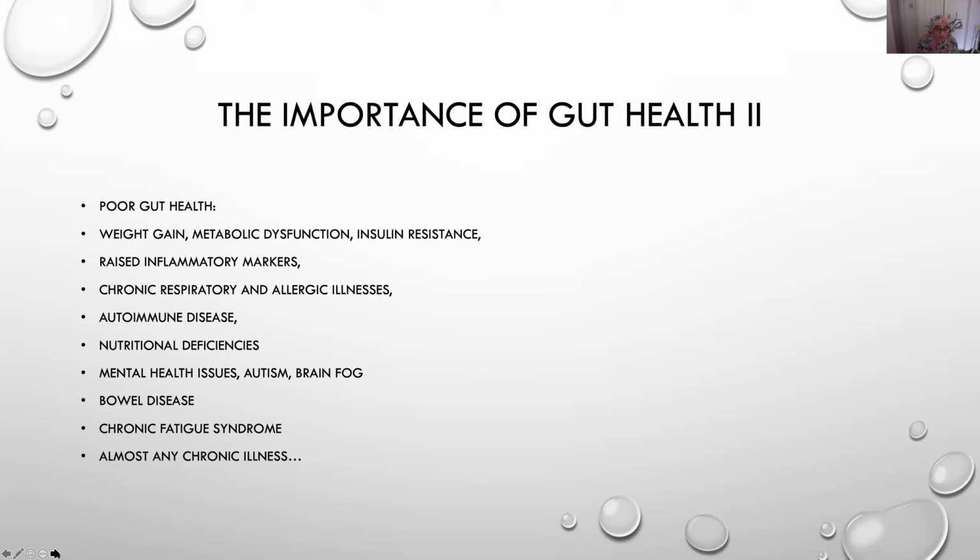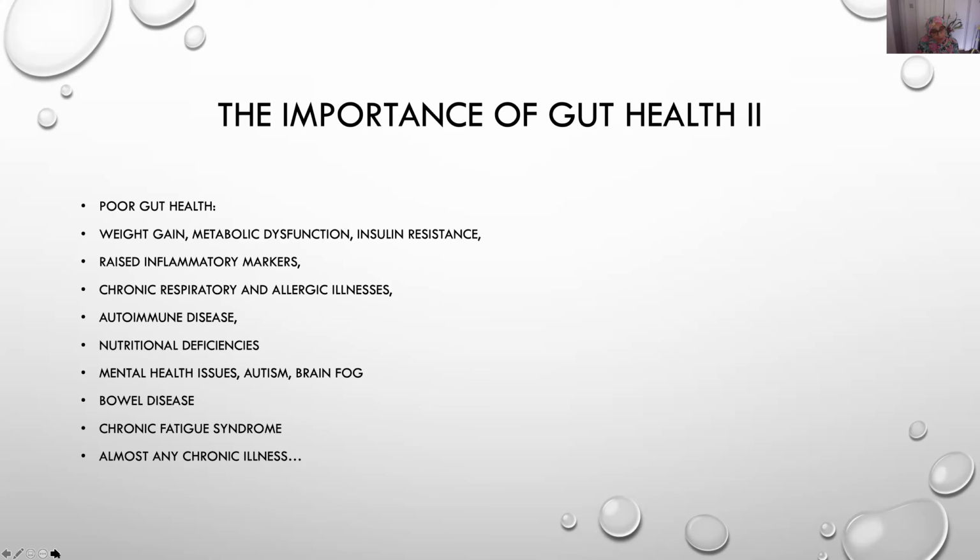these are very powerful little things, and it can be associated with weight gain, metabolic dysfunction, so type 1 diabetes, insulin resistance, raised inflammatory markers, which you find in a number of chronic illnesses, including arthritis, autoimmune diseases, and suchlike. Be associated with a host of respiratory and allergic illnesses such as asthma and allergic rhinitis and many allergies, nutrition deficiencies, so anything that's absorbed in the gut, which is the bulk of our nutrients, could be deficient, so you could have B12 deficiency and various other deficiencies.